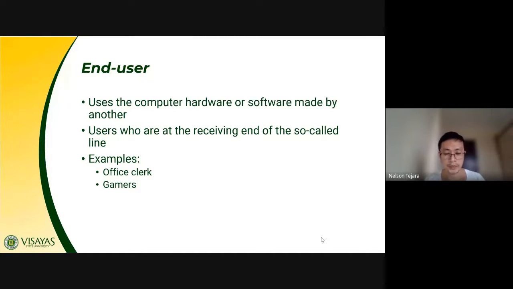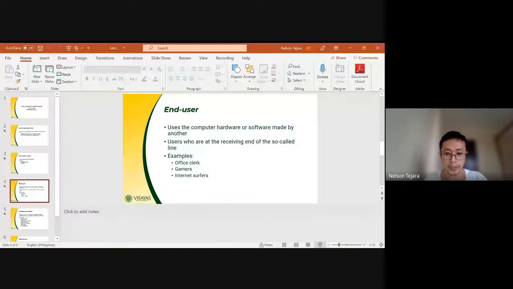Examples, class, include your office clerk. They use computers for encoding purposes, disseminating information, printing jobs, and preparing the payroll. Also, class, gamers. Gamers can also be classified as end users because, of course, they are using computer software for their games.